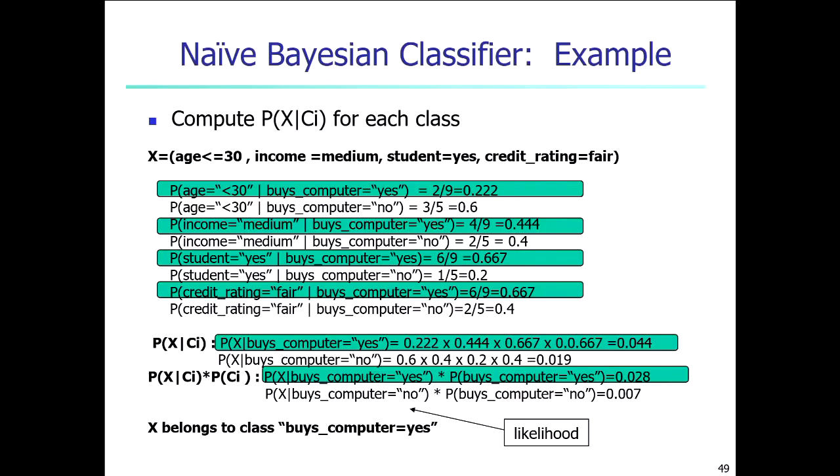Multiplying them together, like here, you would get the probability of X given Ci. But don't forget to multiply the probability of Ci, because eventually what you want is the probability of Ci given X. Okay? Because you want the probability of Ci given X.